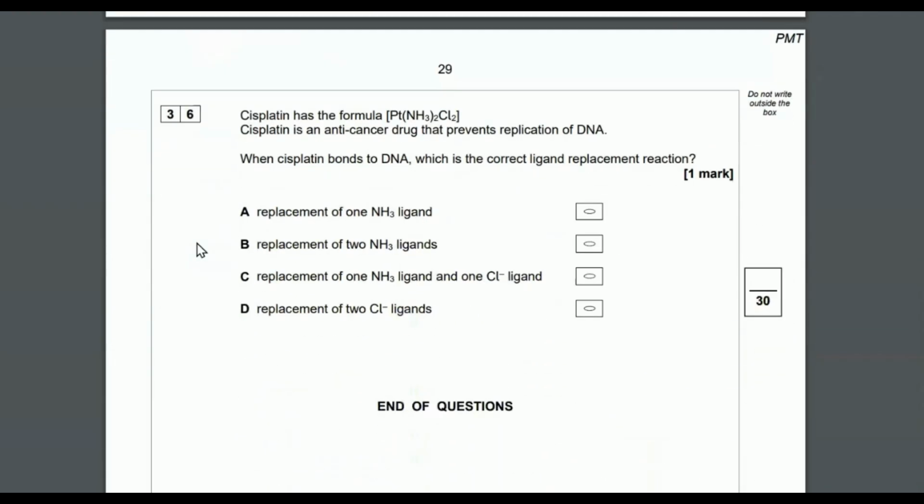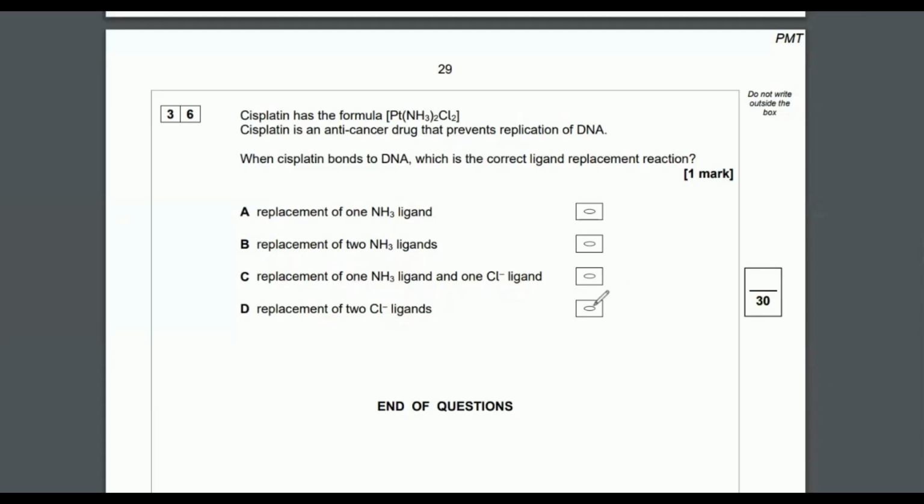Okay, it's the last question. Cisplatin. Cisplatin has the formula Pt(NH3)2Cl2. Cisplatin is an anti-cancer drug that prevents replication of DNA. When cisplatin bonds to DNA, which is the correct ligand replacement reaction: a replacement of one NH3 ligand, a replacement of two NH3 ligands, replacement of one NH3 ligand and one Cl minus ligand, or the replacement of the two chloride ligands? It's the two chloride ligands that are replaced.